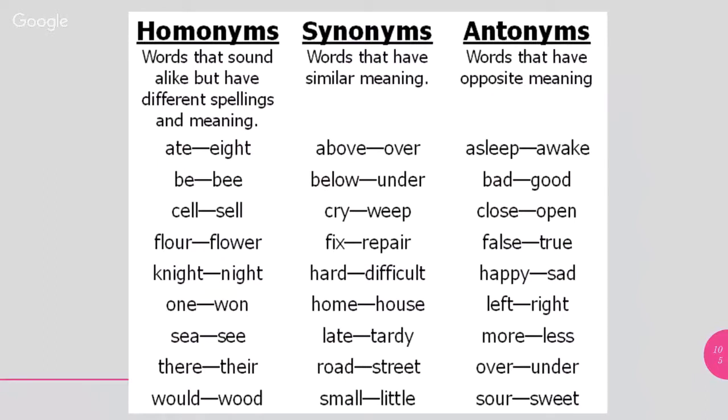Homophones are words that sound alike but have different spellings and different meanings: 8, 8, cell, cell, flower, flower, night, night, there, there, wood, wood. Synonyms, similar meanings: above, over, below, under, cry, weep, fix, repair, hard, difficult, home, house, late, tardy, road, street, small, little. Antonyms, opposite meanings: asleep, awake, bad, good, close, open, false, true, happy, sad, left, right, more, less, over, under, sour, sweet.